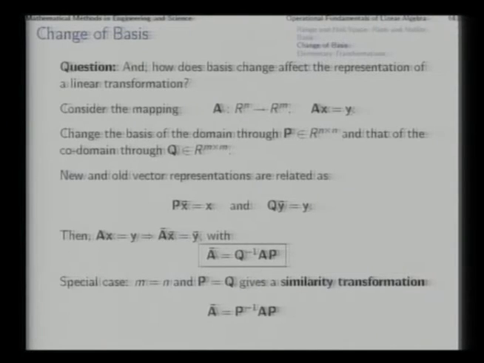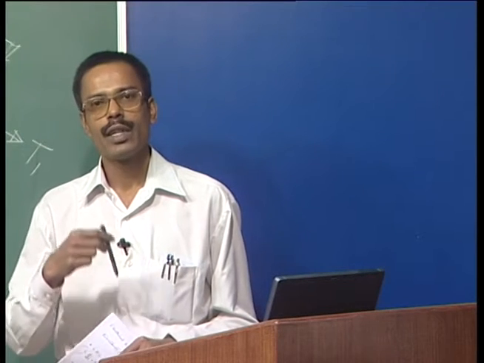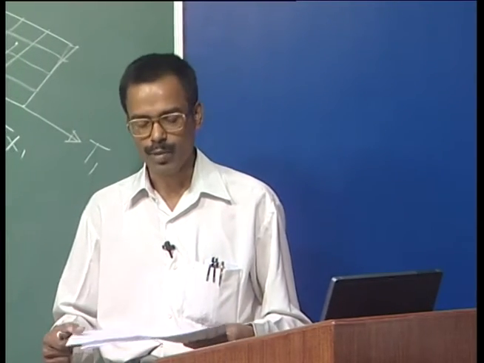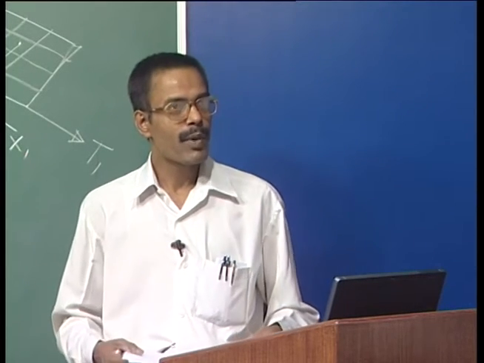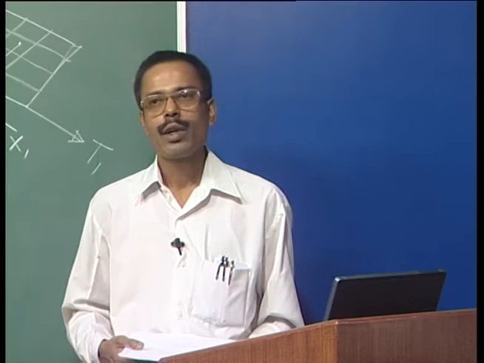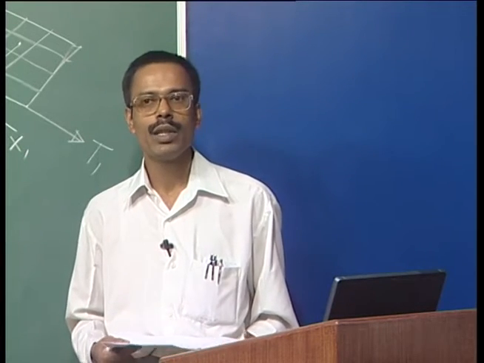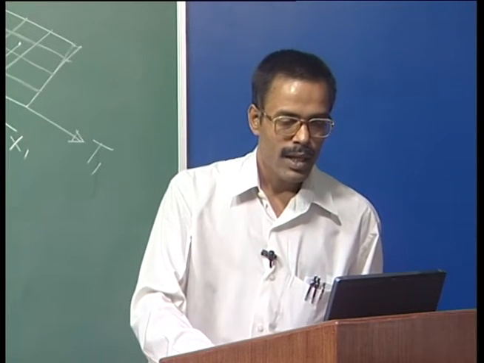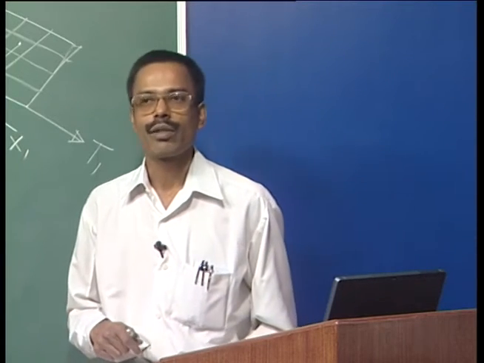In the special case where the mapping is from R n to R n itself, we have m is equal to n and P is equal to Q. This gives us what is called a similarity transformation. This is a topic to which we will devote ample time later when we discuss the matrix eigenvalue problem or the algebraic eigenvalue problem. Before that, in this lecture, we will consider one more important topic which will be very crucial in our discussion of systems of linear equations, and that topic is elementary transformations.